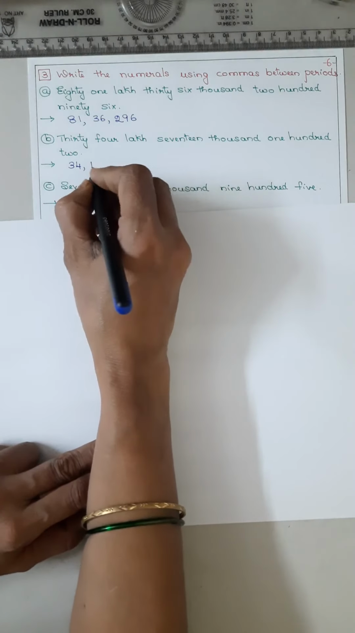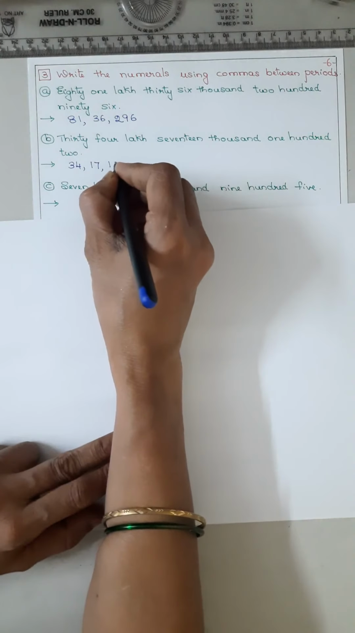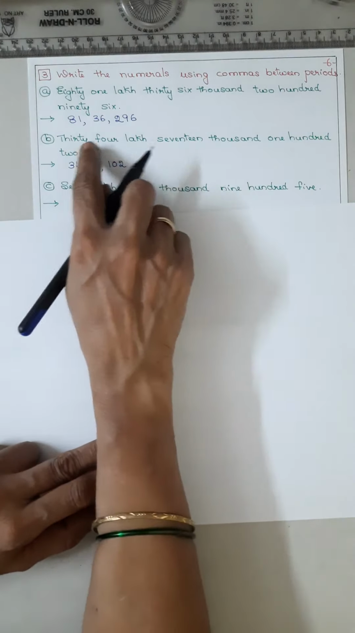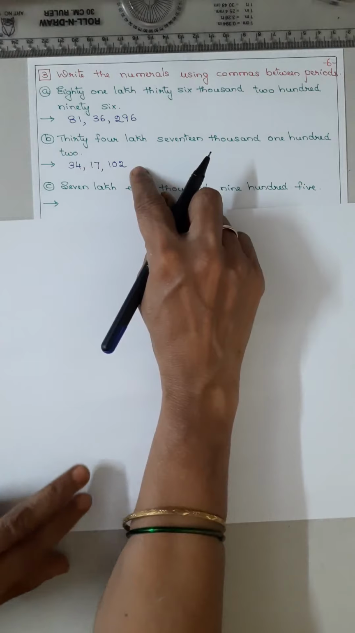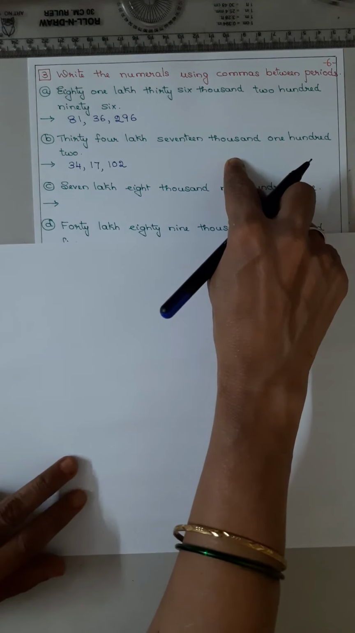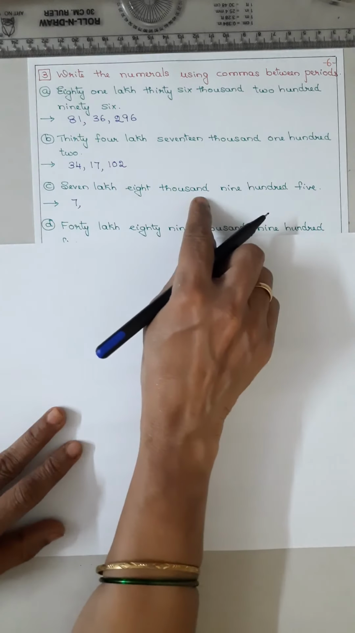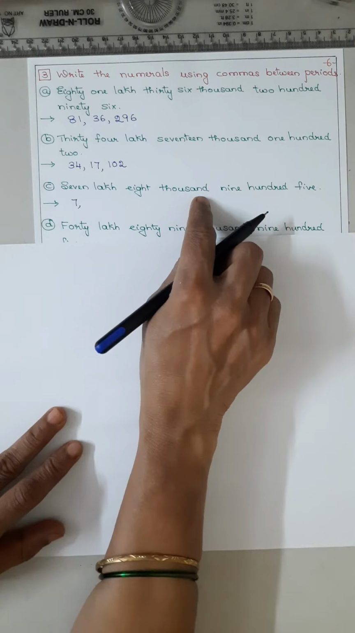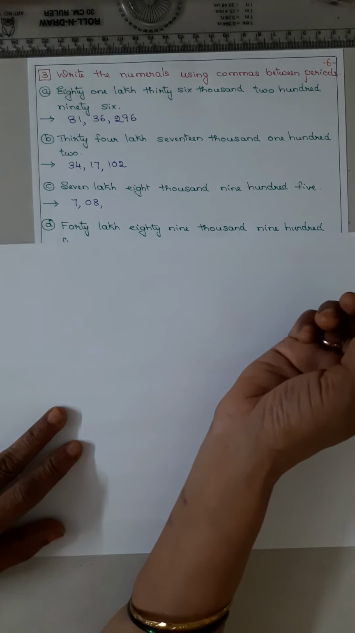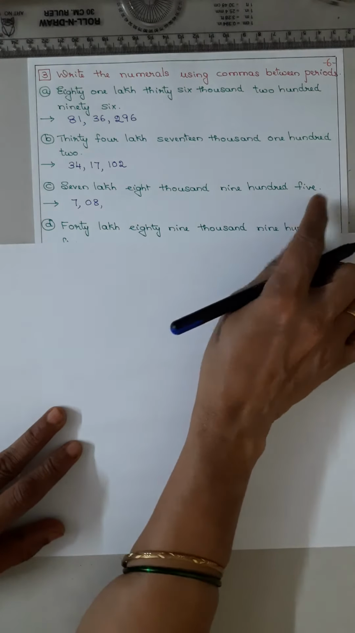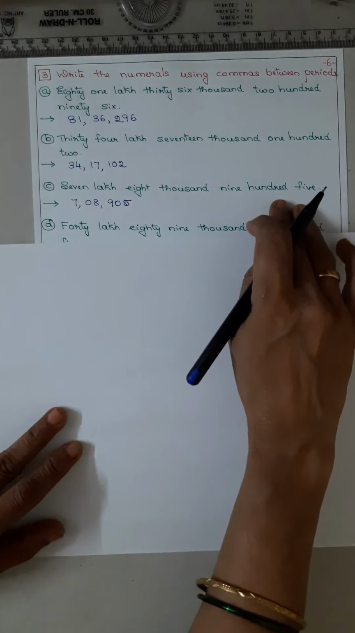Now question number B, 34 lakh, 34 comma 17,000, 17 comma 102. 34 lakh 17,102. Now question number C, 7 lakh, 7 comma 8,000. So 8,000 how will you write? 08. 8,000 will be written as 08. 905. Okay.